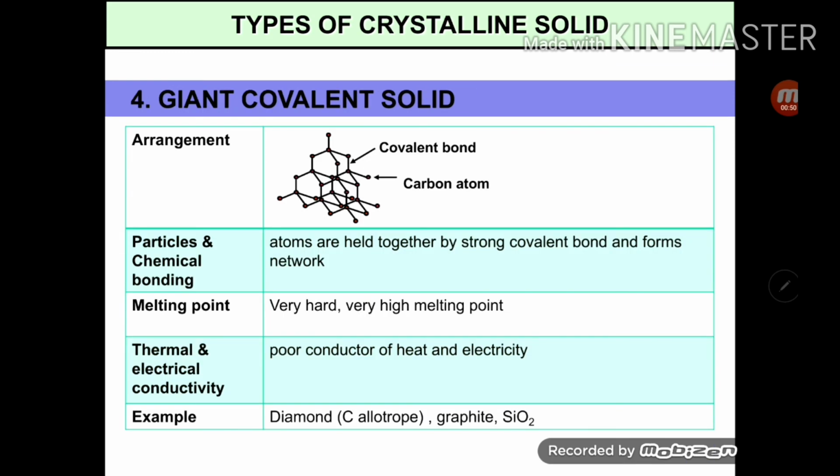Giant covalent solid. In giant covalent solid, atoms are held together by strong covalent bonds and form a giant network. The melting point of giant covalent solid is very high, and giant covalent solid is a poor conductor of heat and electricity. Examples of giant covalent solid are diamond, graphite, and SiO2.